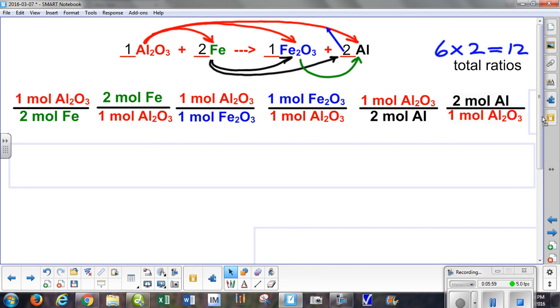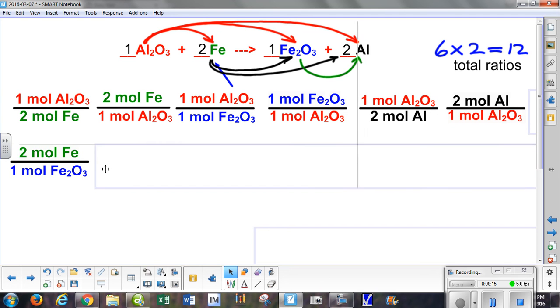And then when we flip that guy, we've got our first 6 mole ratios all generated from the red arrows. Now let's go down and watch how we do this guy. He is 2 irons to 1 iron oxide. And that is our first black arrow.